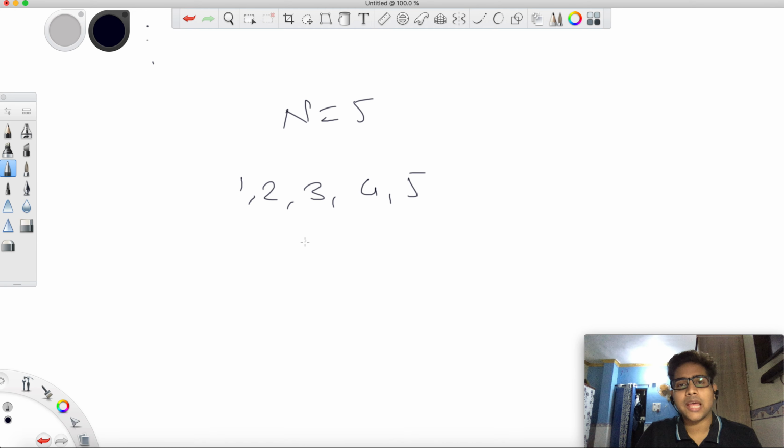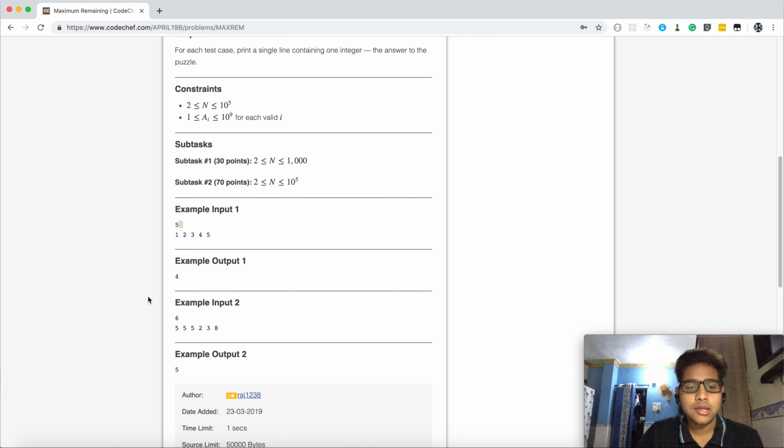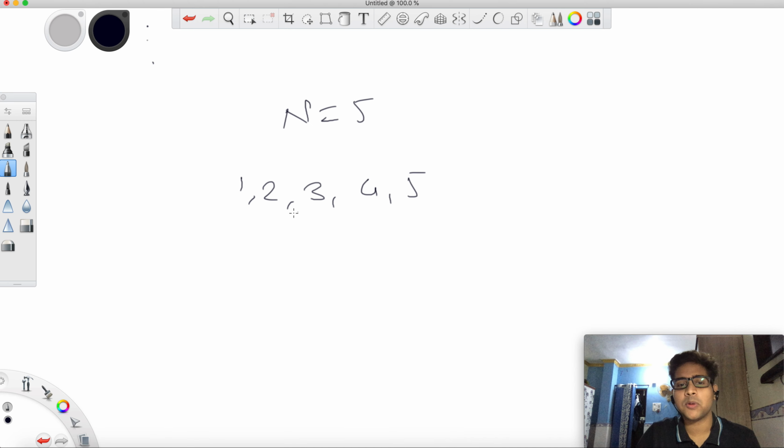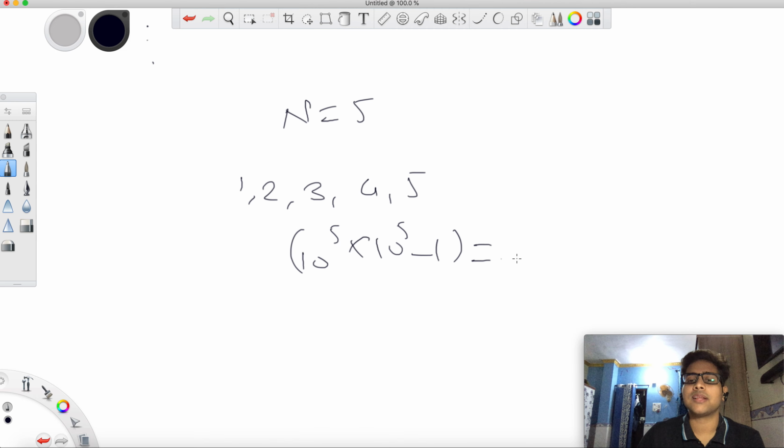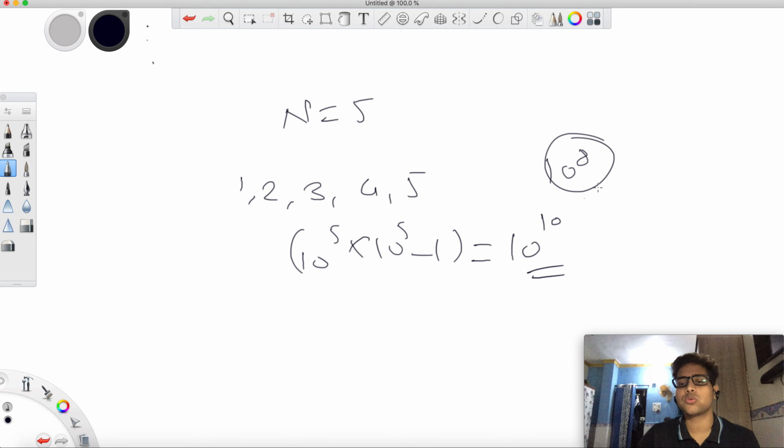But that is going to exceed the time limit, because the time limit is 1 second, and n in the worst case can be up to 10 raised to 5. If you check each and every pair, that means checking 10 raised to 5 into 10 raised to 5 minus 1 pairs, which is approximately 10 raised to 10. And the limit for 1 second is about 10 raised to 8. That means you can have approximately 10 raised to 8 computations for a 1 second time limit. So brute force is not going to work here.